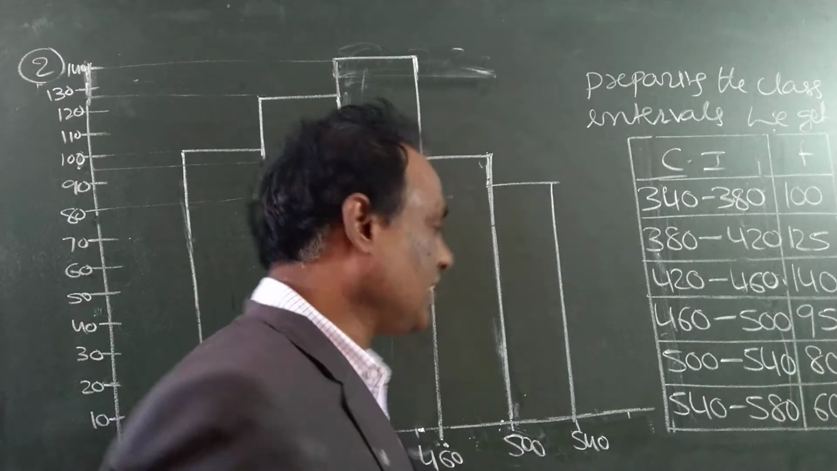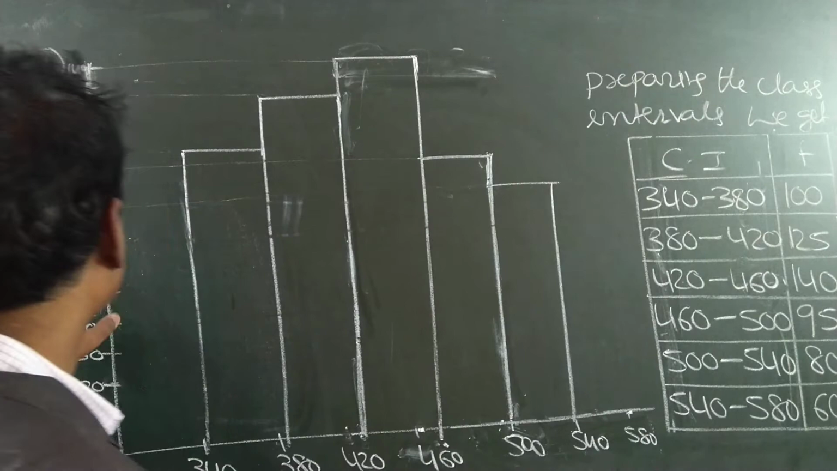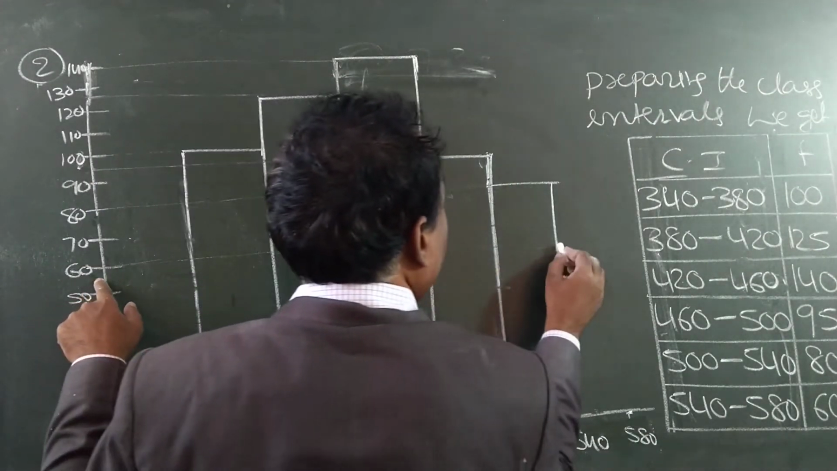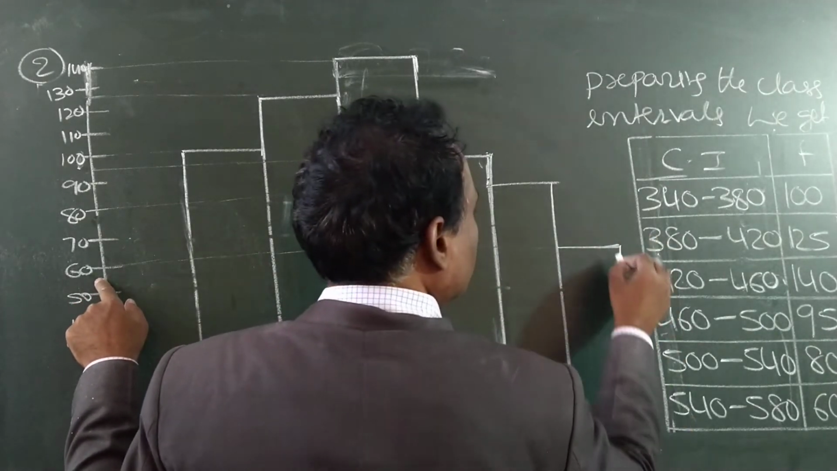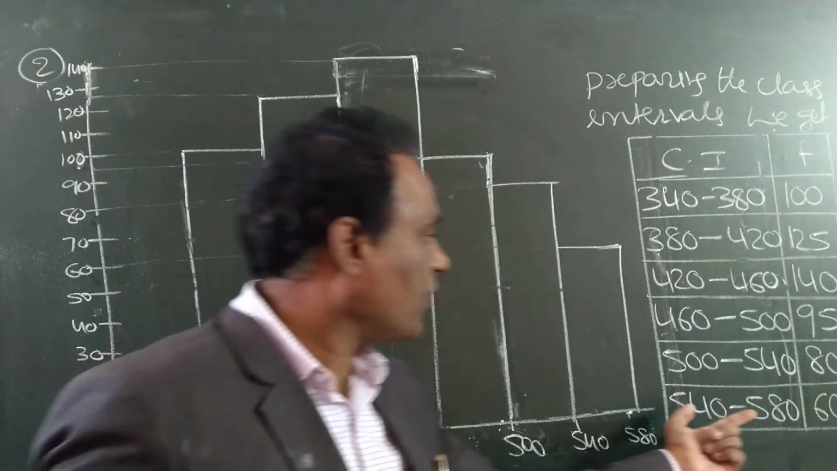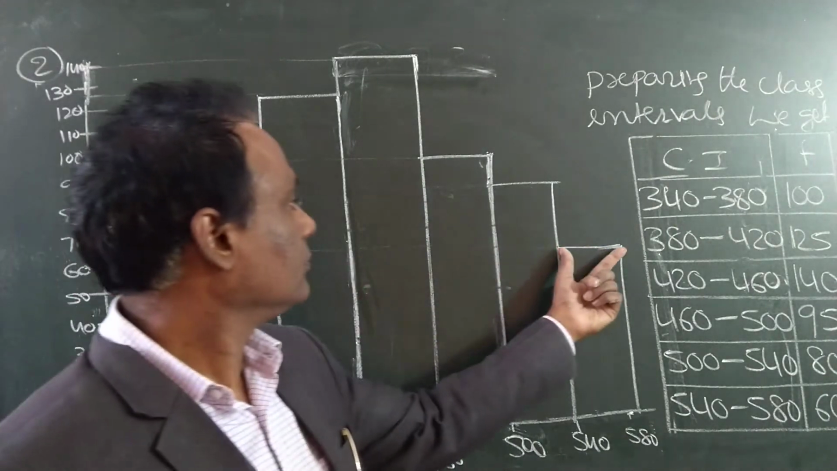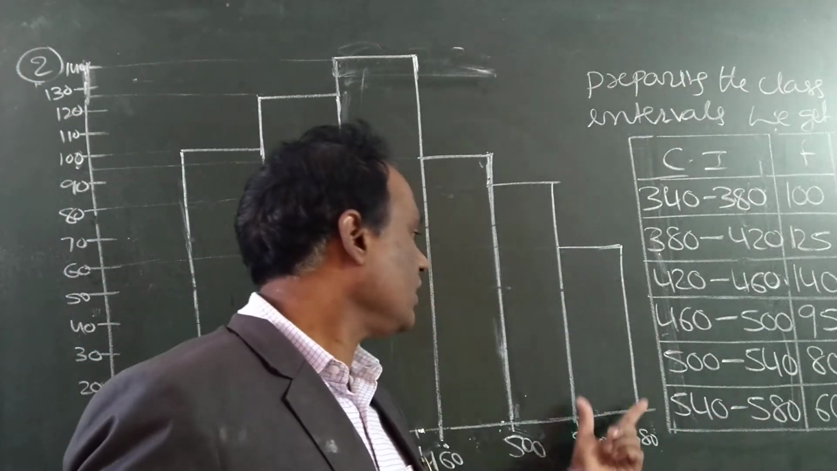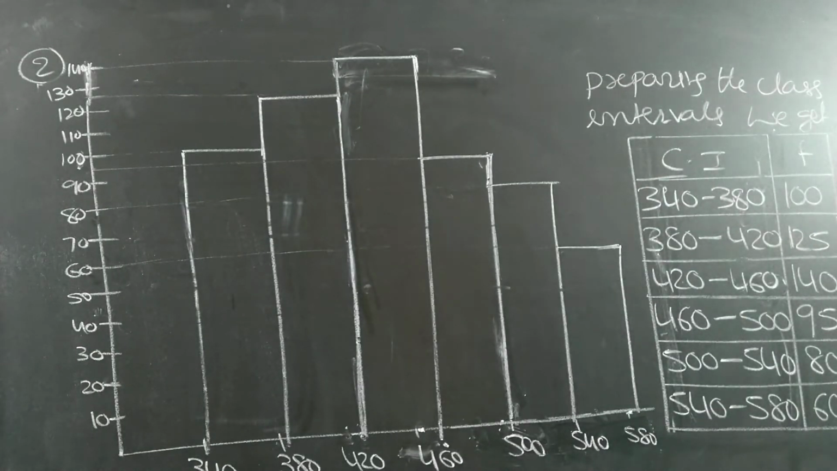540 to 580, 60. Students, this is the histogram.